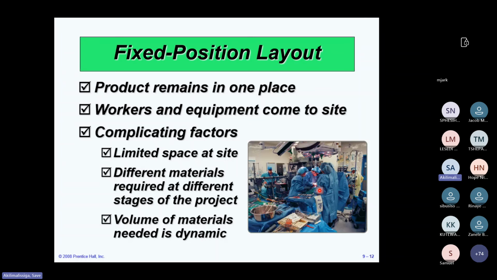So this means, like in this picture, doctors will come to this room and get the activity done in this room, right? So they say complicating factors: limited space at site. So obviously this is a limited area whereby the job is being performed, right? They say different materials required at different stages of a project.